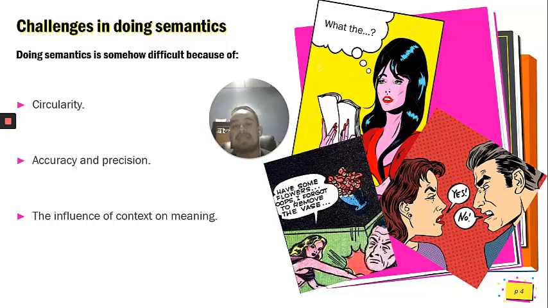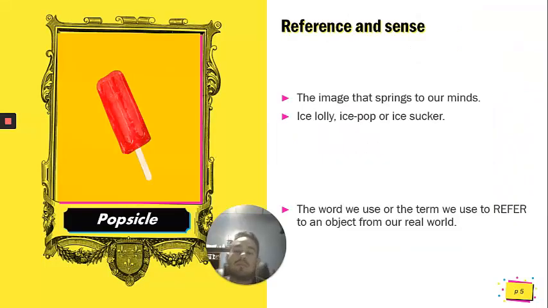So this is a problem when studying semantics because we cannot easily determine the meaning of a word if we don't know the context in which this word is being said. Now, there are two terms that are important to address when we are studying semantics: reference and sense.